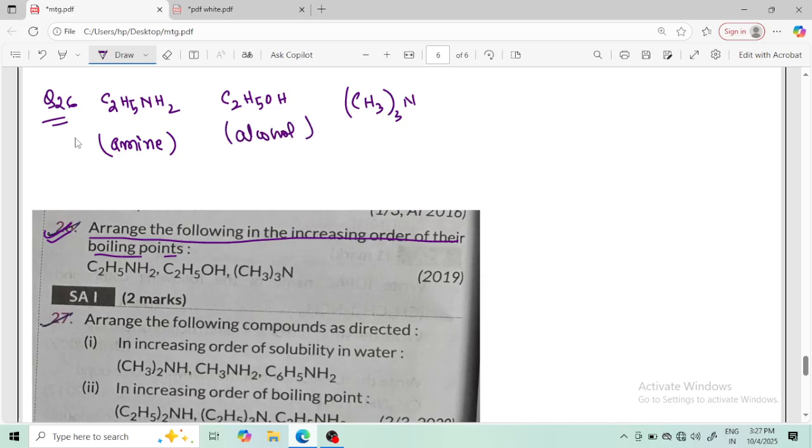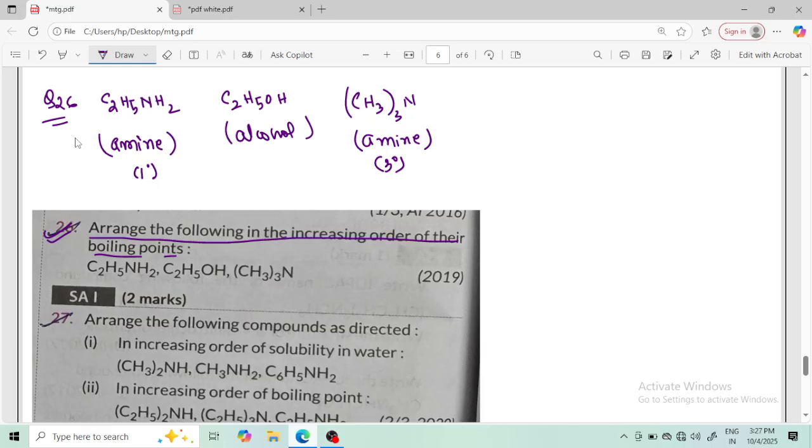Alcohol, and this one is again amine. Yes or no? Now if you pay attention, here 2 amines are there. So what I will do, I will first arrange them. They are asking increasing order, so low to big. Since the first one and the third one are amines, you identify the degree also. This one is clearly 1 degree and this one is 3 degree, right? So you know that 3 degree amine has the lowest.